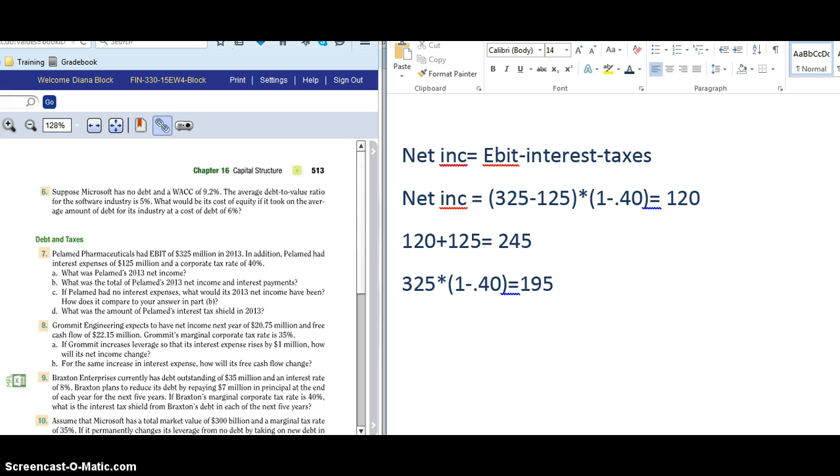So then Part D is asking us, what was the amount of the interest tax shield? So the amount of the interest tax shield, we can just take the amount of that interest payment and multiply it times the tax rate to see how much that tax shield was. So 125 million times 40%, our tax shield was 50 million.